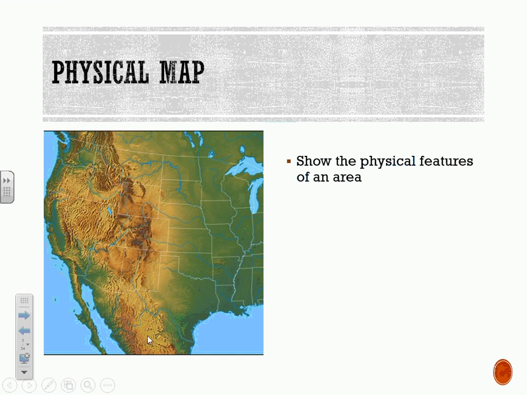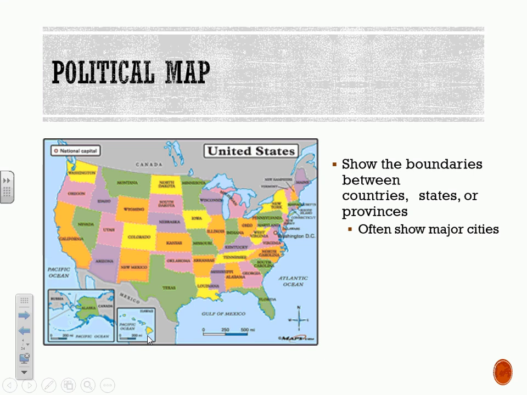Another type of map is a political map. The definition that you would write down is it shows the boundaries between countries, states, or provinces. Often they also show the major cities on the map as well.